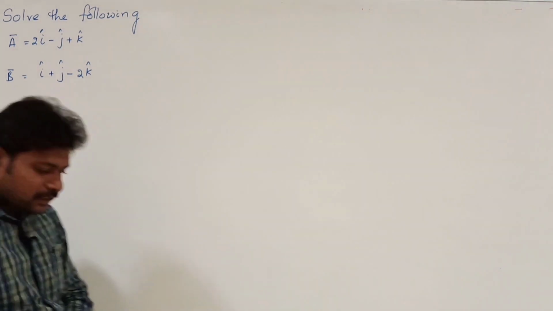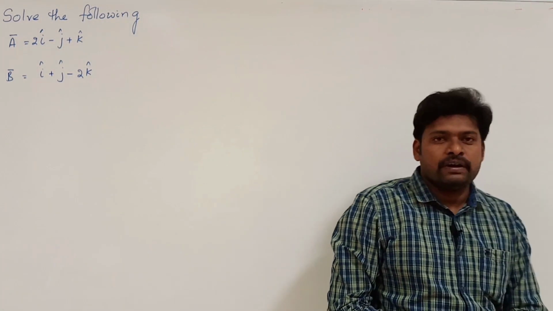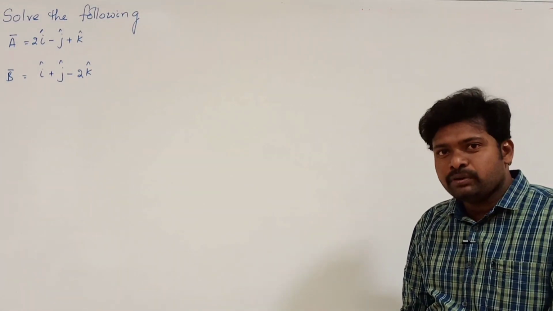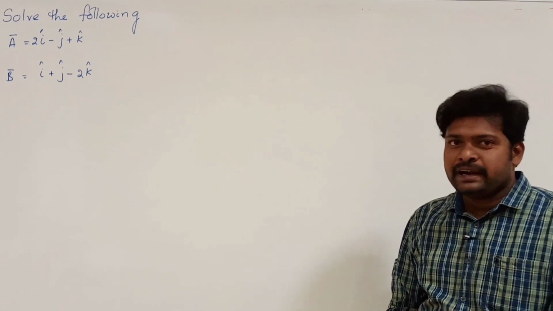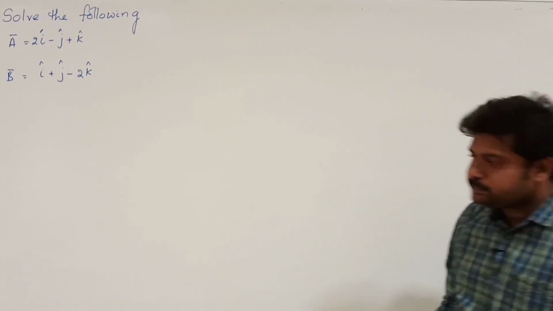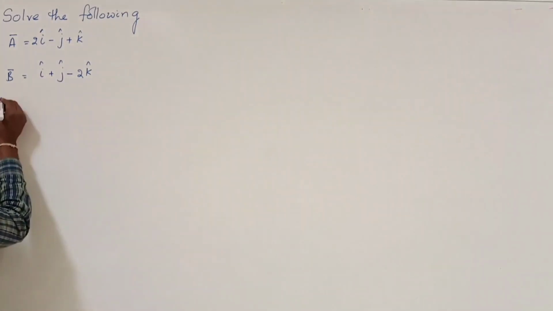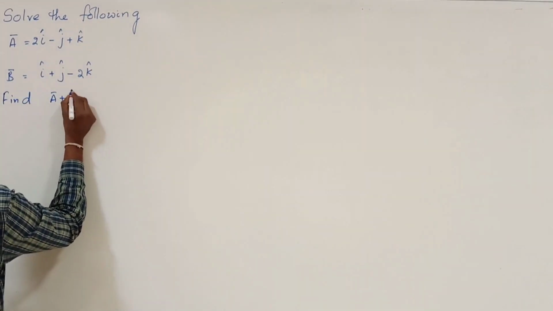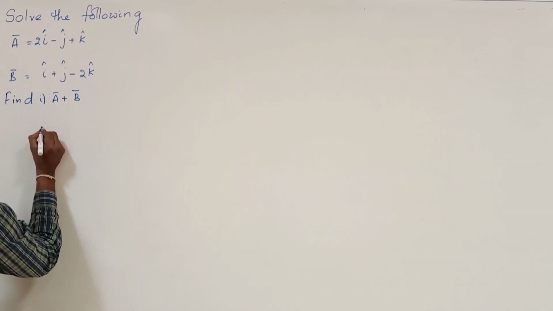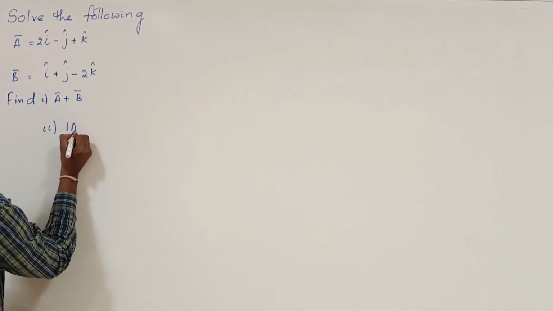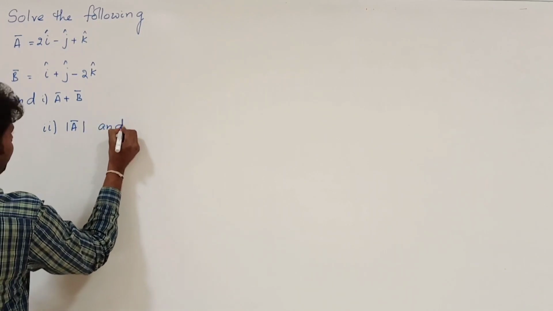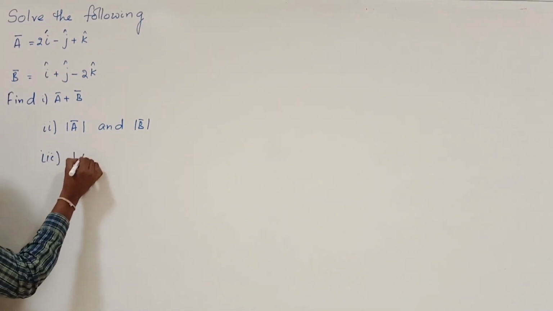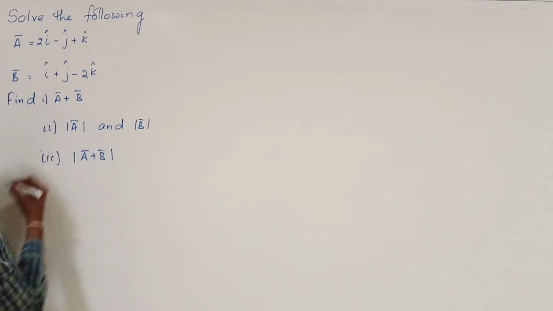Now solve the following. I'll give 5 to 6 problems to find the magnitude of the vectors. This is like practicing problems. Then you will get a complete idea of how to add vectors and how to find a resultant magnitude. Now, find vector A and vector B. Second one, mod of A and mod of B. Third one, mod of A plus B.